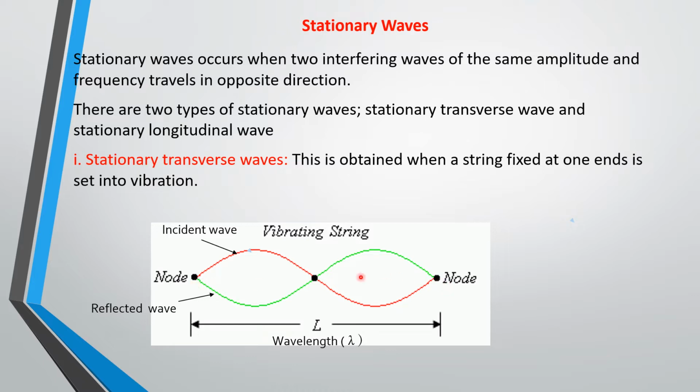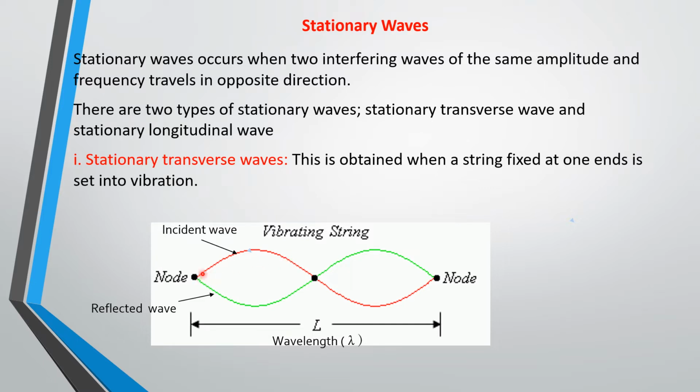All right, so for stationary waves we have two types basically. We have the stationary transverse wave, and then there is also the stationary longitudinal wave. For the stationary transverse wave, this type of wave is obtained when a string fixed at one end or at both ends is set into vibration. So when a string that is fixed at both ends is set into vibration, you have a stationary wave.